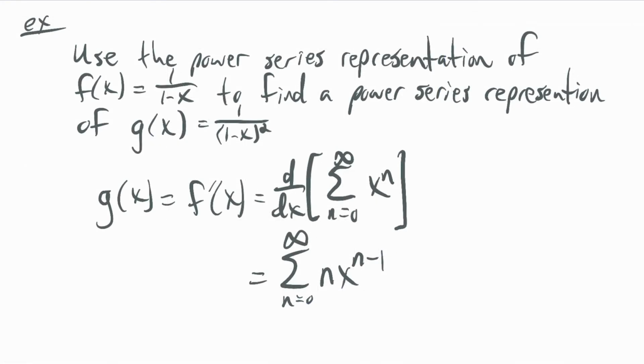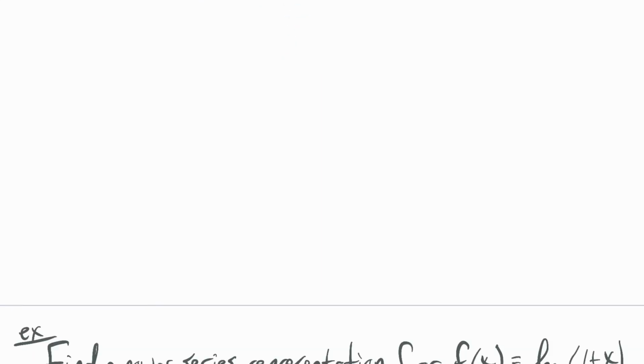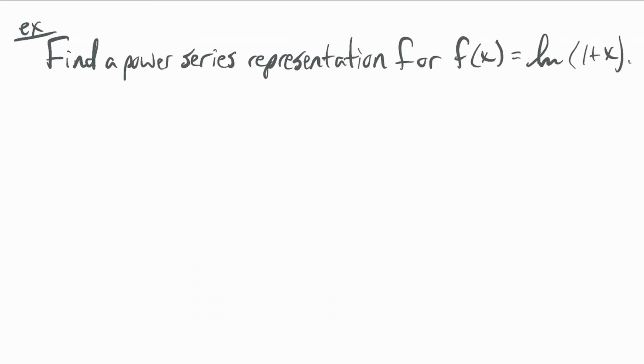Okay, so let's go do another one. We're going to find a power series representation for f of x equals ln of x plus 1. So we know that f prime of x equals 1 over 1 plus x, right? That's the derivative using the chain rule, which can be written as 1 over 1 minus negative x. So this is a composite of the geometric series.